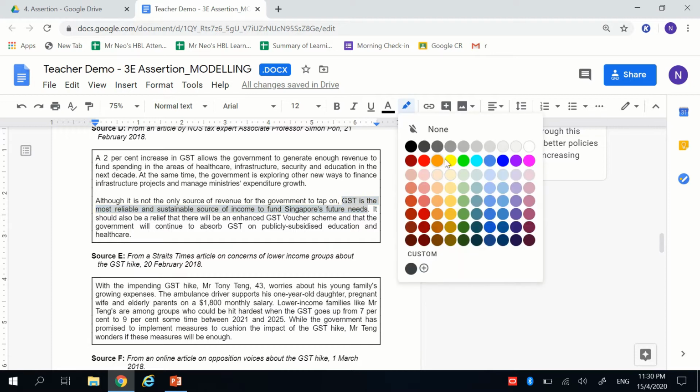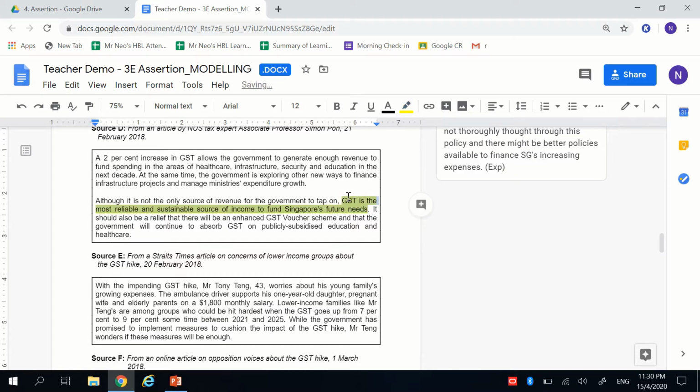This is the crux over here. He just mentioned that he feels that the GST hike is the most reliable and sustainable source of income. And then lastly, he concludes, this is a bit irrelevant to my question. It should be a relief if there is an enhanced GST voucher scheme and the government will continue to absorb GST on the publicly subsidized education and healthcare. So this addresses the part where the increase in GST might affect the people of lower income, and therefore this person is very happy that the government has this GST voucher scheme to help the needy people in Singapore.